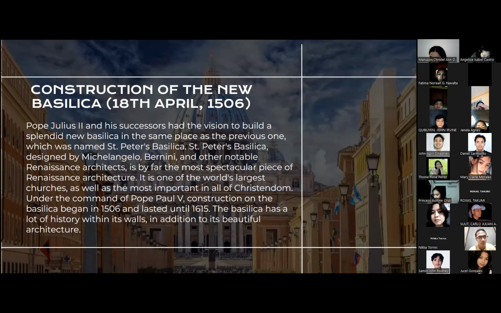Under the command of Pope Paul V, construction of the basilica began in 1506 and lasted until 1615. The basilica has a lot of history within its walls, in addition to its beauty of architecture.